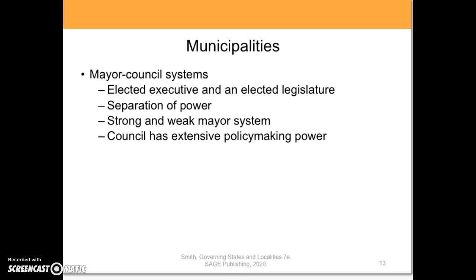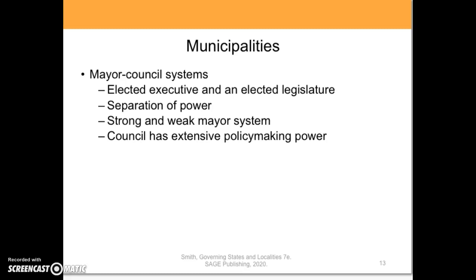Now, in a strong mayor system, the executive is roughly the municipal level equivalent of a governor. He or she has a great deal of power. They have the authority to make appointments to key city offices. They can veto council decisions. They prepare budgets. They run the day-to-day operations of municipal government in general.